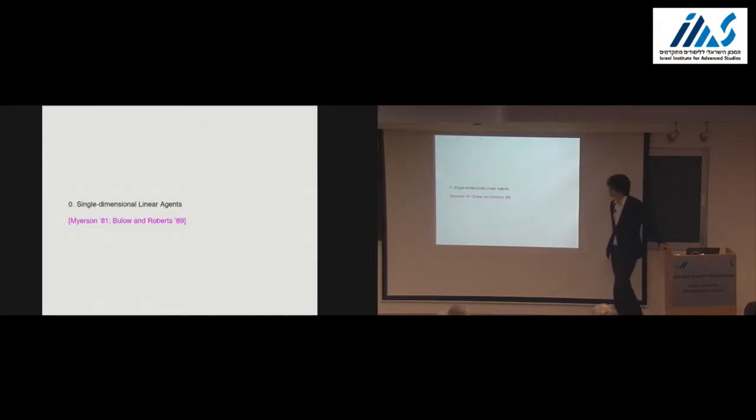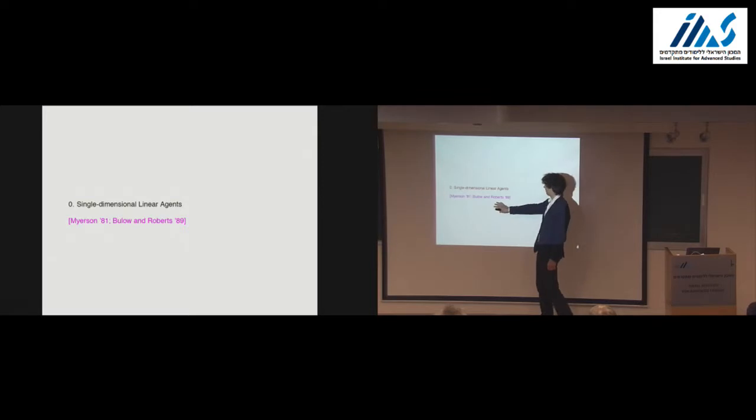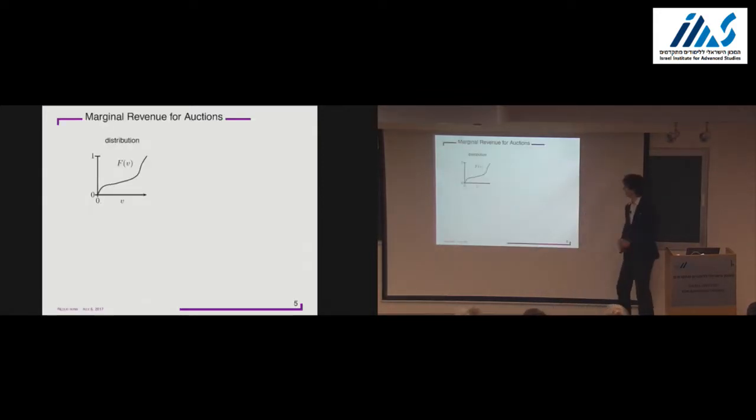Good, so I'm going to start with a warm-up, which I assume I can go through very quickly because this is a mechanism design summer school, and I assume you've seen the single-dimensional case already. But I'm going to do it in my notation and quickly. And I'm going to do it following the Bulow and Roberts treatment. Okay, so think of selling a single item to multiple agents with an IID distribution as your example.